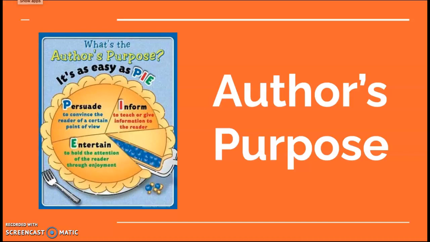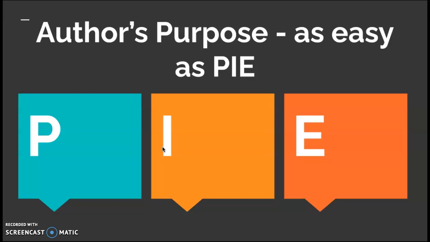Hi students, today we're going to talk about author's purpose, which basically just means why the author wrote the writing piece that they wrote. The way we remember this is author's purpose is as easy as PIE, because PIE is an acronym that stands for the three different types of writing that an author may choose to use in their piece. So the three types of writing are persuade, inform, and entertain. And that is why we say author's purpose is as easy as PIE.